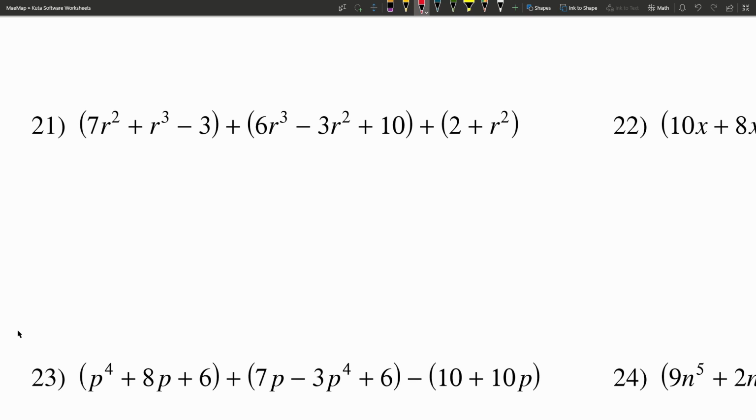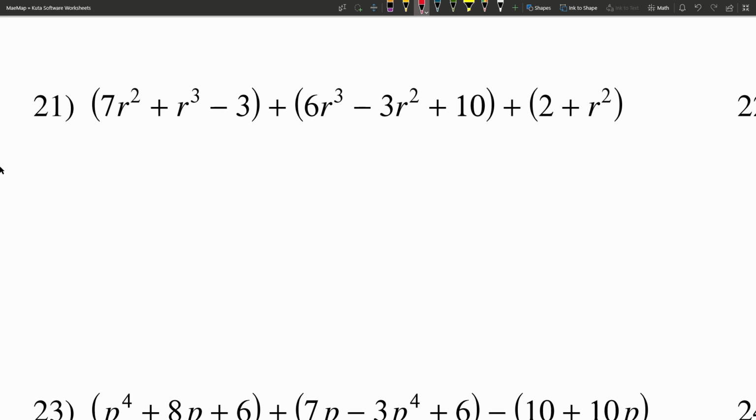For number 21, all my polynomials are added together, so let's just start off by combining. My highest degree is a degree of 3, which occurs here and here. So 1r cubed plus 6r cubed is 7r cubed. Next should be r squared, which occurs here, here, and here.